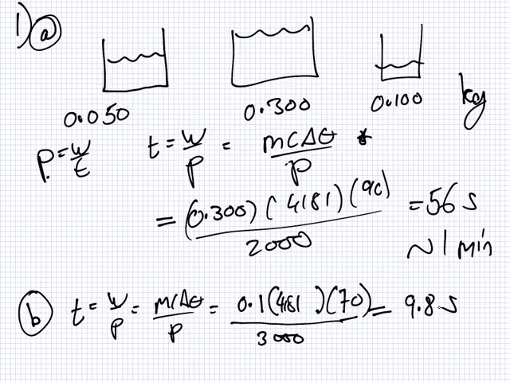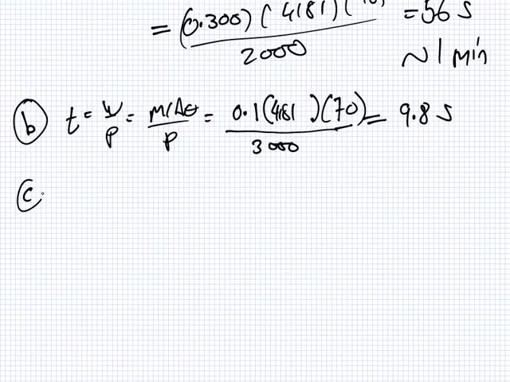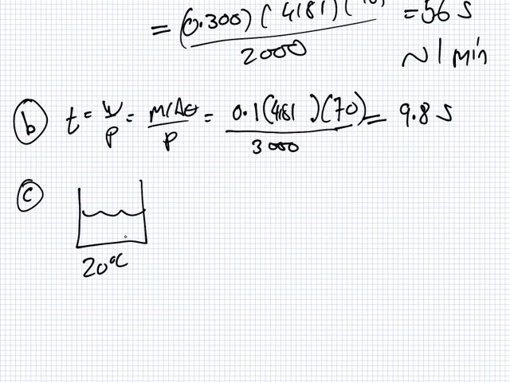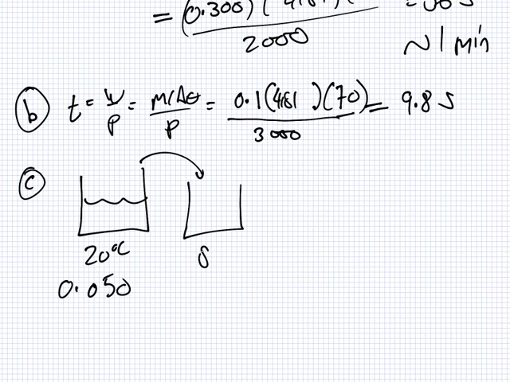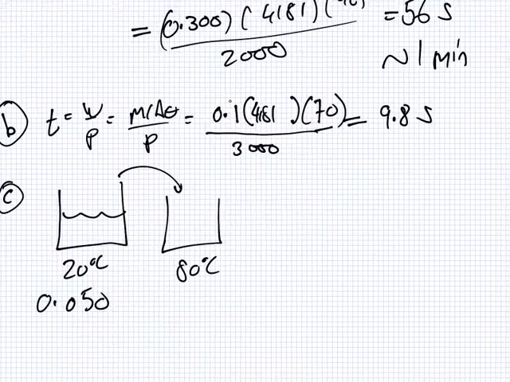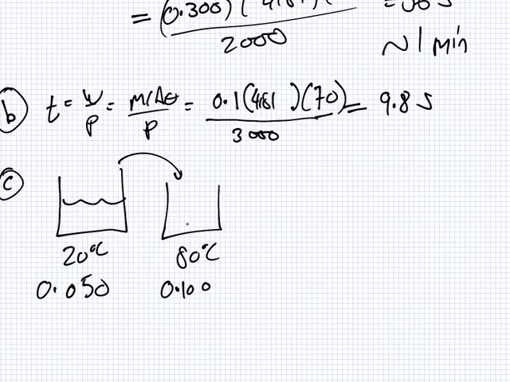Okay. Right. What's part C then? The cold whiskey at a temperature of 20 Celsius is added to the hot espresso. 0.050 kilograms is added to the hot espresso, which is now at 80 Celsius. And how much espresso did we have? 100 grams. And the question is, what's the final temperature? So you mix these two together.